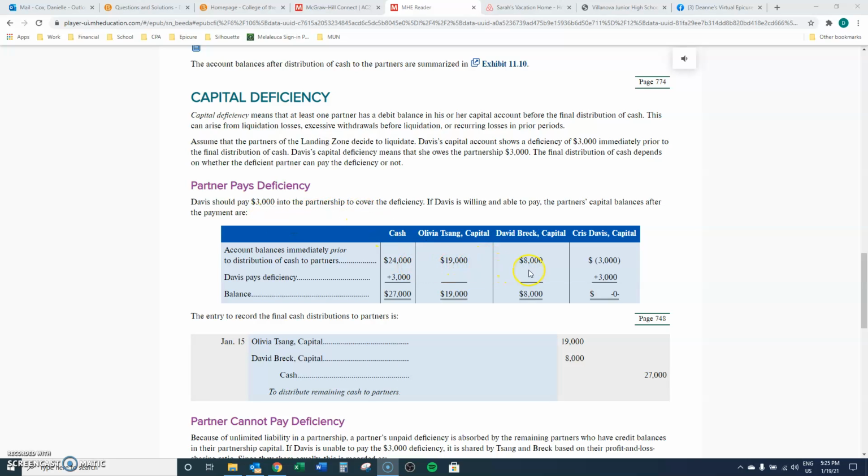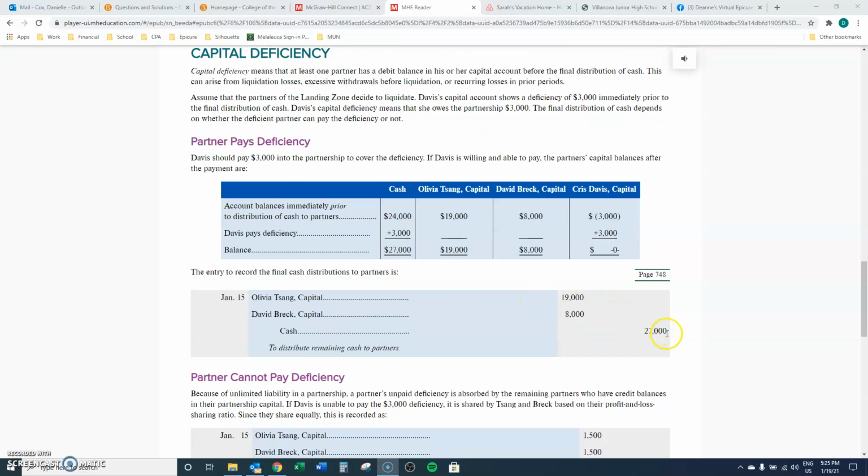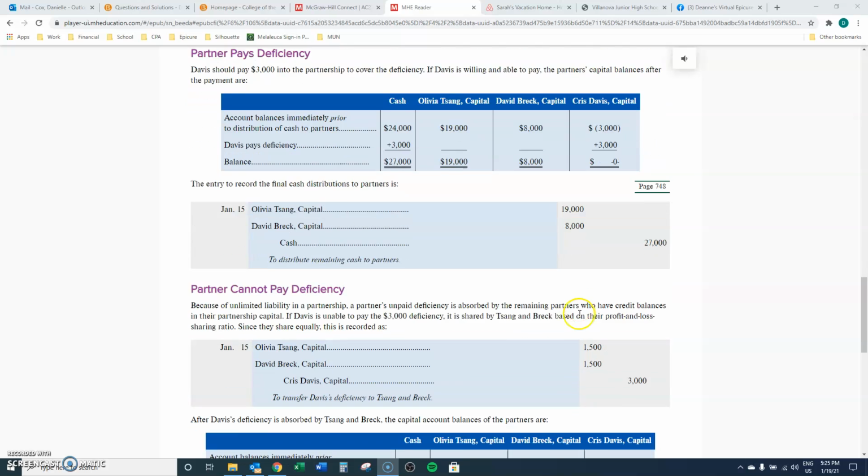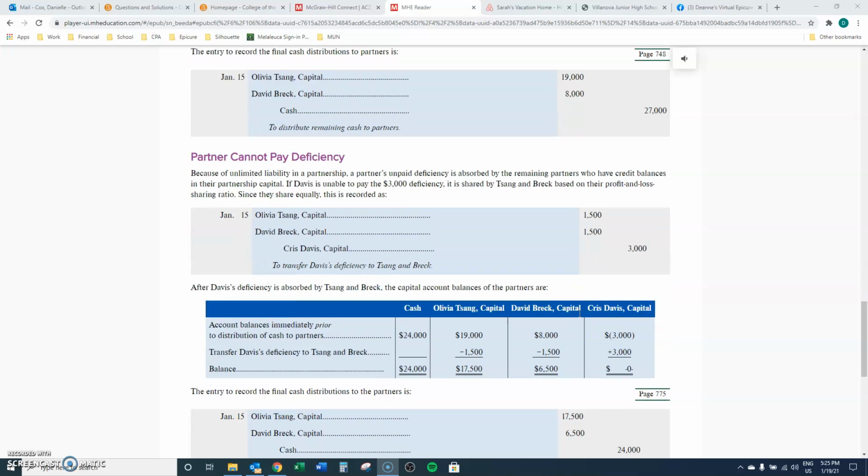So here's what happens. Here's where they stood beforehand. Their account was negative $3,000. They pay $3,000 to bring their capital account up to zero, and that $3,000 in cash gets added to the asset. Afterwards we're going to record the final distribution. So the capital accounts, which have a credit balance, get zeroed out. They have a debit entry, and then the cash has a credit to zero it out and bring everything down to zero.